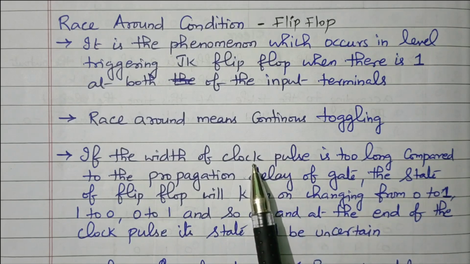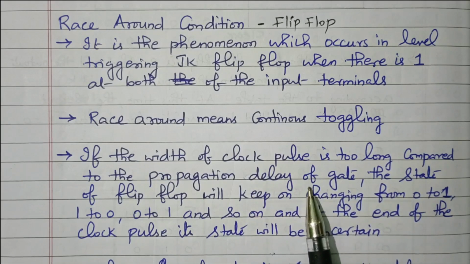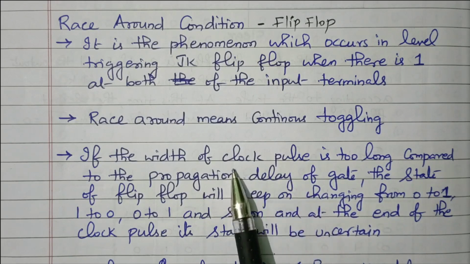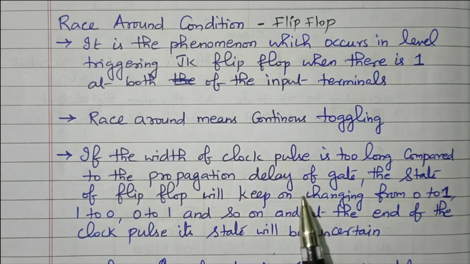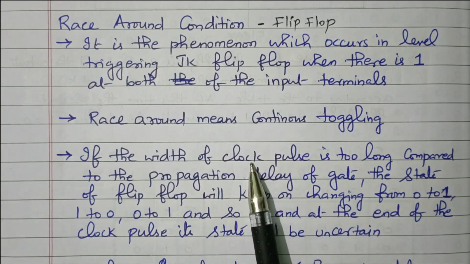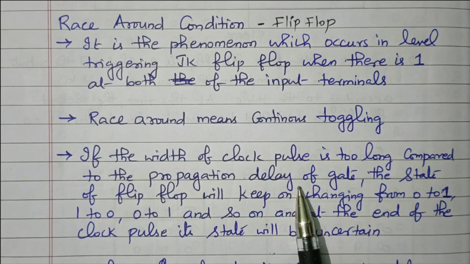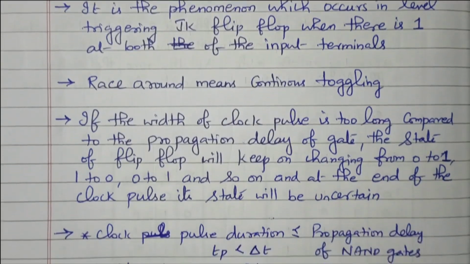We don't know what the output is, right? So the clock pulse is too long, but the propagation delay of the gate is lesser. So the state changes from 0 to 1, but even after changing the clock pulse is still there, which means it will keep on changing 0 to 1, 1 to 0, right? So we need to maintain the clock pulse less than the propagation delay of the gate. That is one thing. Another thing is we can go for master slave flip-flop. That is, two flip-flops connected in series. That is the remedy for this race around condition.